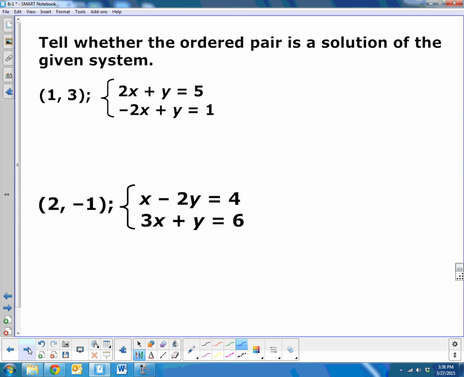Try these 2 on your own. See if you can get them. Pause it, try it on your own. Decide yes or no, show some work.